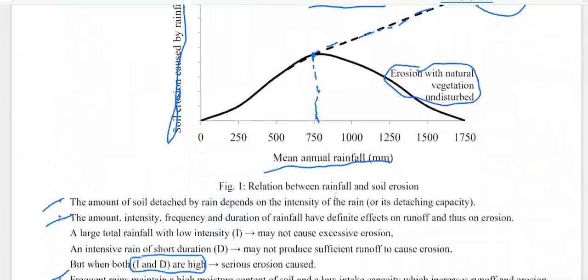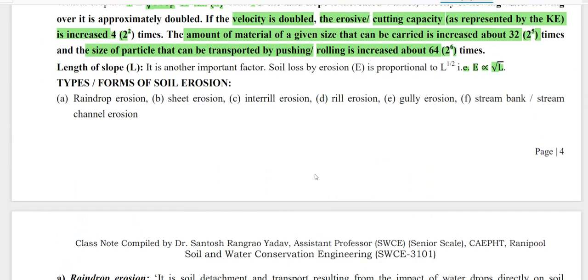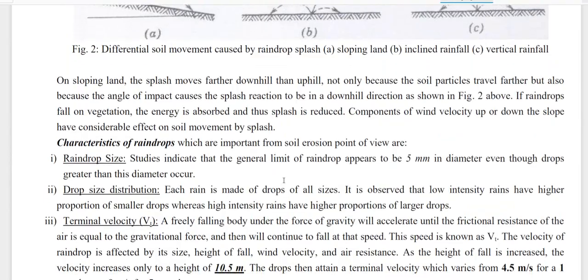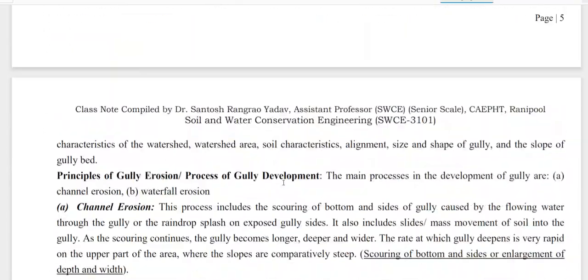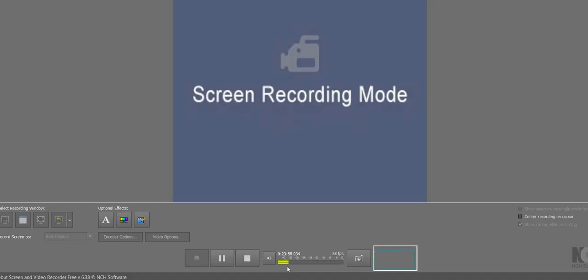water erosion. But now the types or forms of soil erosion or water erosion, so many types are there. So we will study later on. Okay, thank you.